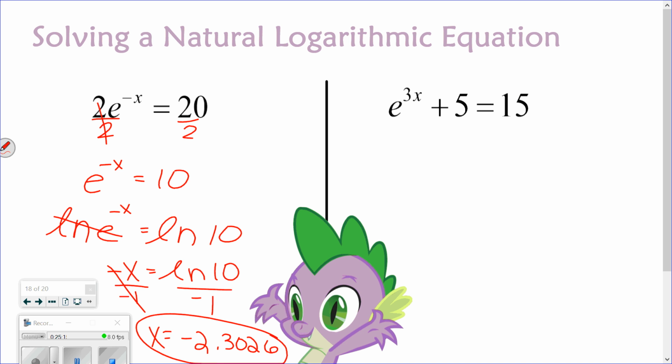Now, real quick, grab your calculator, because you can check all of these, but I don't want you to freak out if you try to check something. Okay? Grab your calculator, type in 2 times e to the negative 2.3026. Right, so it would make it a positive 2.3026.